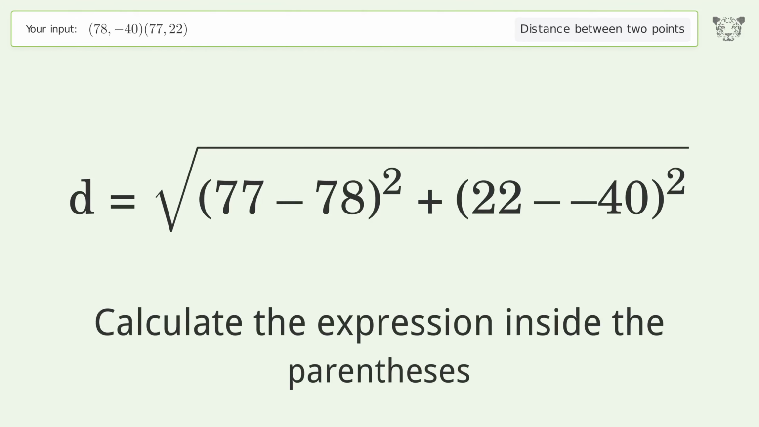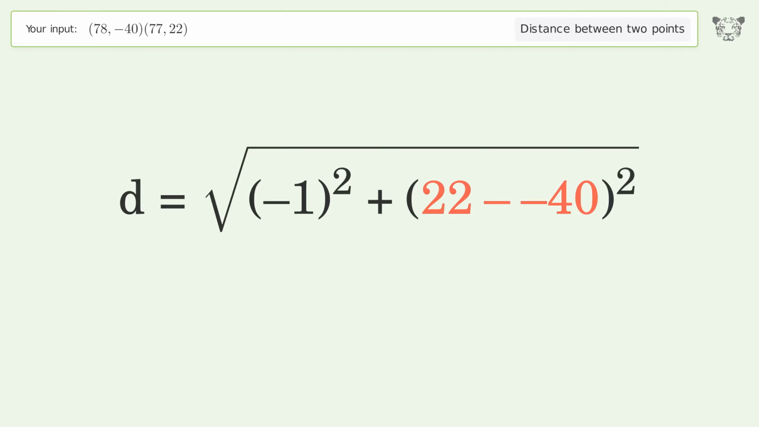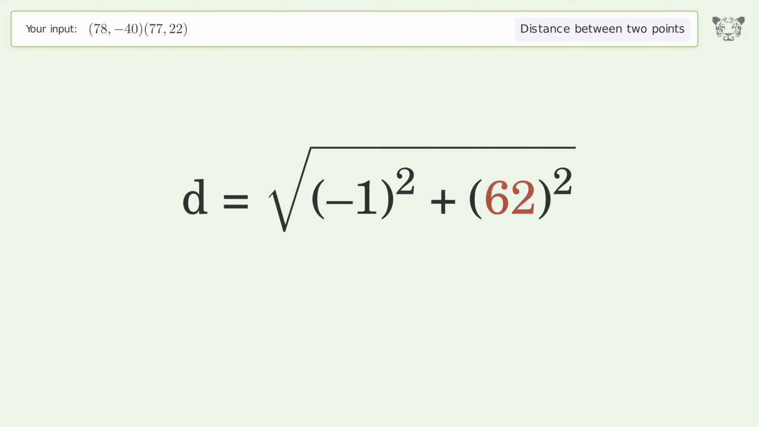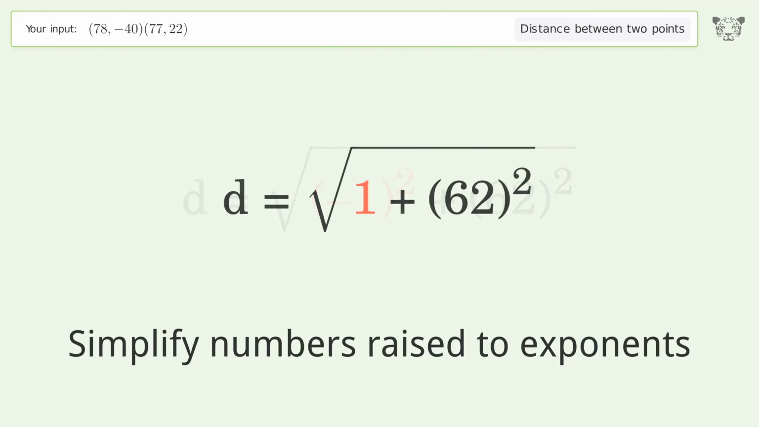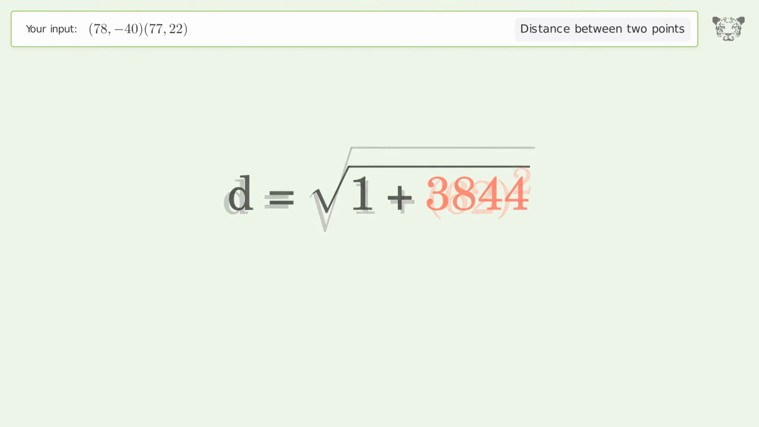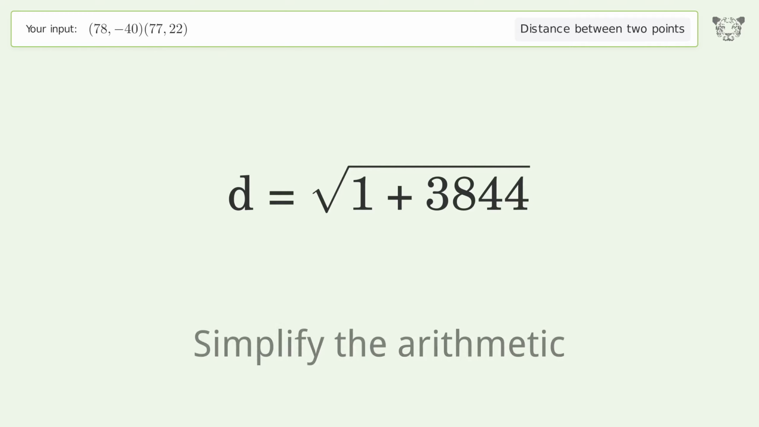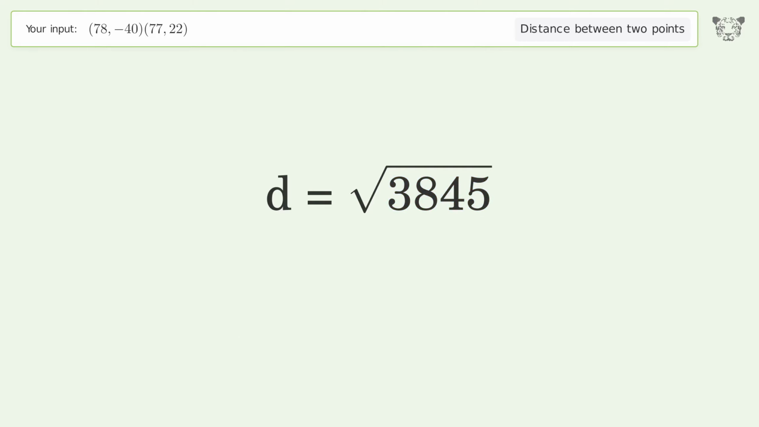Calculate the expression inside the parentheses. Simplify numbers raised to exponents. Simplify the arithmetic. And so the distance between the 2 points is the square root of 3,845, or 62.008.